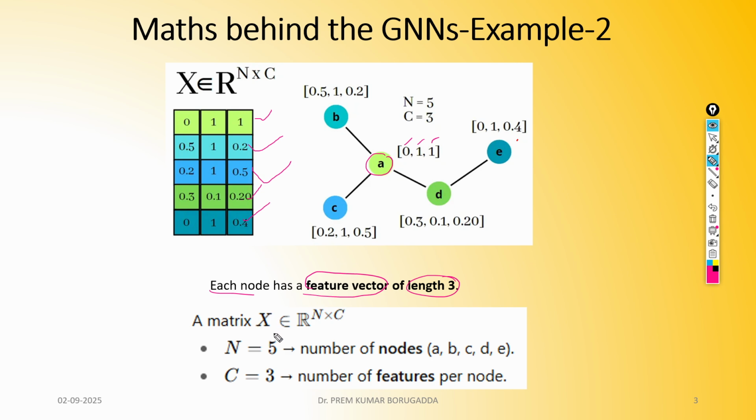In this equation there is a matrix X belongs to R^(n by C). Here R is the real numbers. n means the number of nodes. What are the nodes here? A, B, C, D, E, 5 nodes. C means the number of features per node. Here every node has 3 features: node A has 3 features, and so do node B, node C, node D, node E. These are feature F1, feature F2, feature F3. In the previous example there was only one feature, one value, but here the number of features per node is 3.